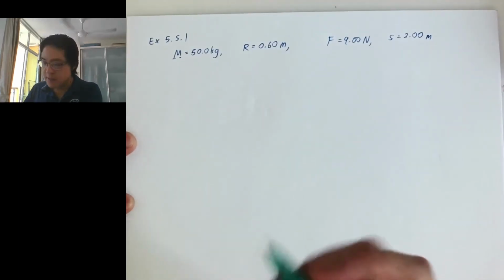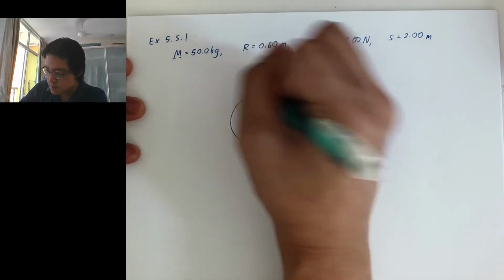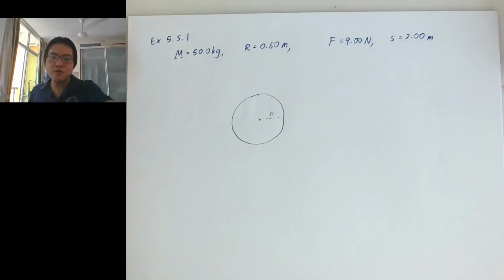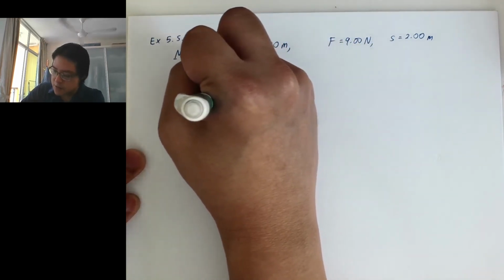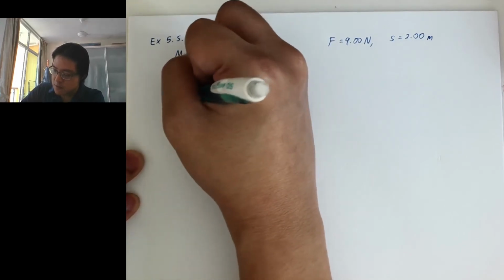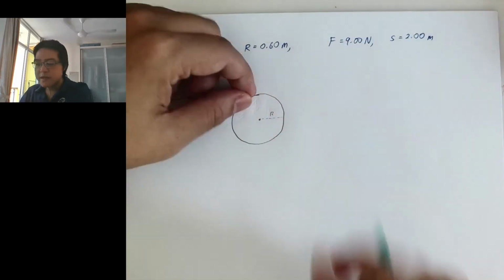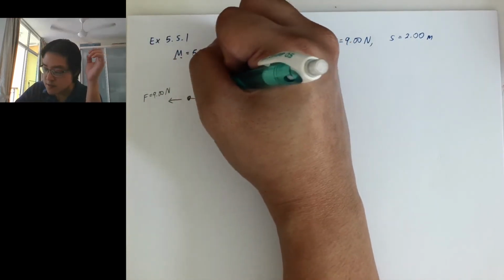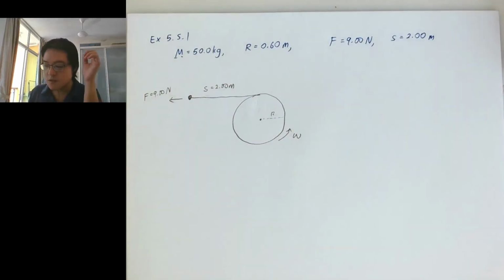What we have is a cylinder. So let's draw the cylinder like this. Okay, and then R, and then there's a cable that is wrapped around the cylinder, and then you pull it, right? So you pull it like something like a yo-yo, and you pull it by a force of 9 newtons. Initially you start from rest, and then you pull it. It will extend by 2 meters. Then it will start to rotate.